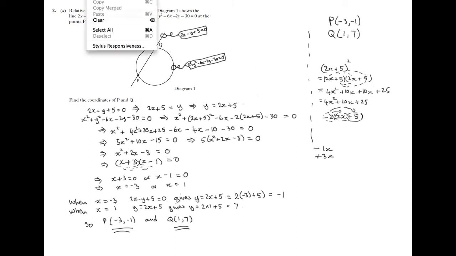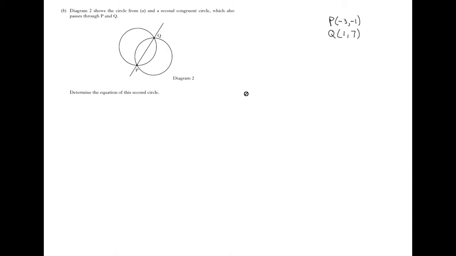And let's get rid of all that working. And let's look at the second part of the question. So we're given the information that another circle, exactly the same size as the first circle, also passes through the points P and Q. Congruent means identical. Radii will be the same of these two circles. So to get a feeling for this, let's have a wee look at a larger diagram.